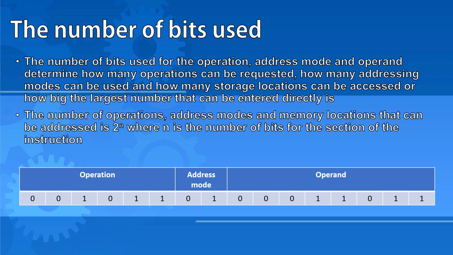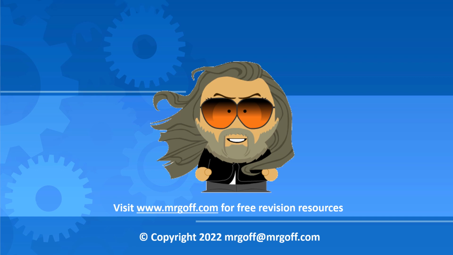The number of operations, address modes, and memory locations that can be addressed is 2 to the power of n, where n is the number of bits for that particular section of the instruction. The largest immediate number that can be entered is 2 to the n minus 1, because one of the possibilities is 0. That brings us to the end of this video on the processor instruction set.